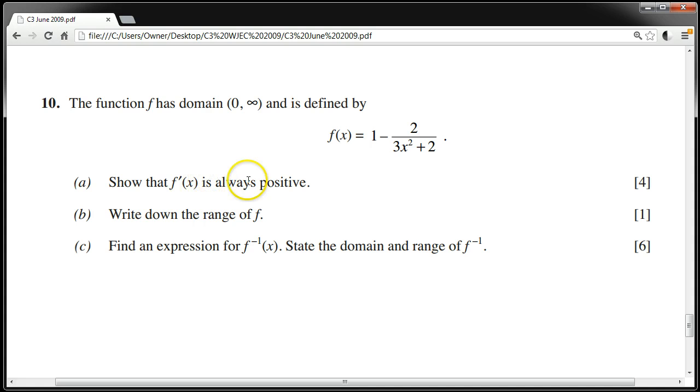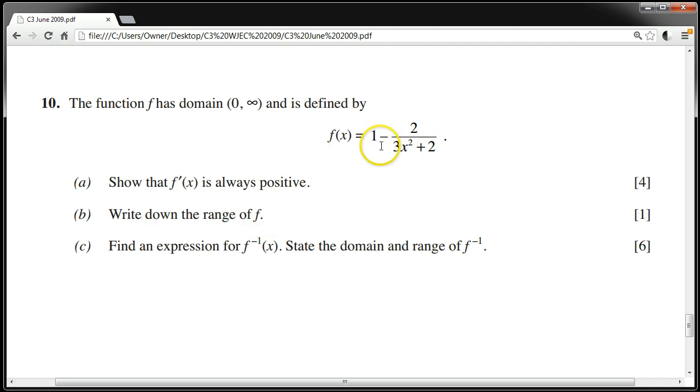What's interesting here in the calculus is that if the gradient's always positive, then the range of f will simply be, because it's defined on 0 to infinity, the smallest value of f will occur when x tends to 0, is close to 0. So if we put 0 in here, we'll see what it tends to. It will tend to 1 minus 1, won't it? Which is 0. It'll be 1 minus 2 over 2. 2 over 2 is 1. 1 minus 1 is 0.